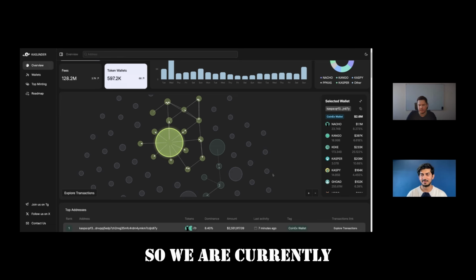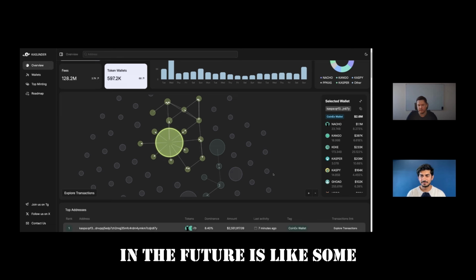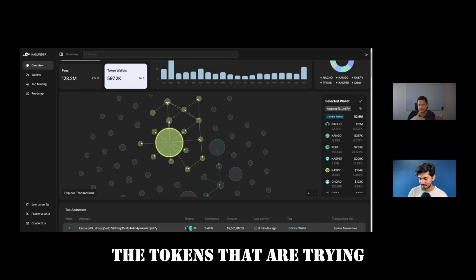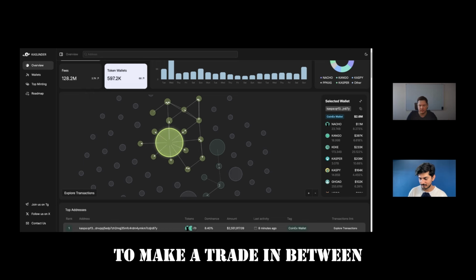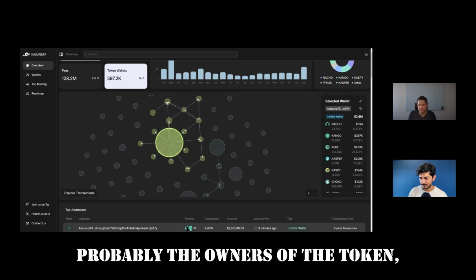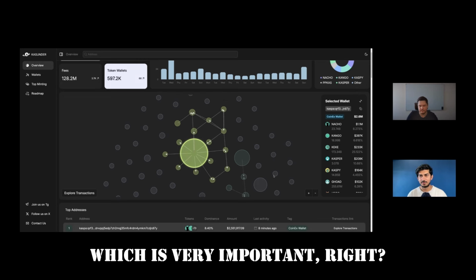So we are currently filtering out all these wallets, but what we also want to add in the future is some wash trading detection, where we will identify the tokens that try to make trades between wallets that are probably owned by the owners of the token, things like this. Which is very important, right?